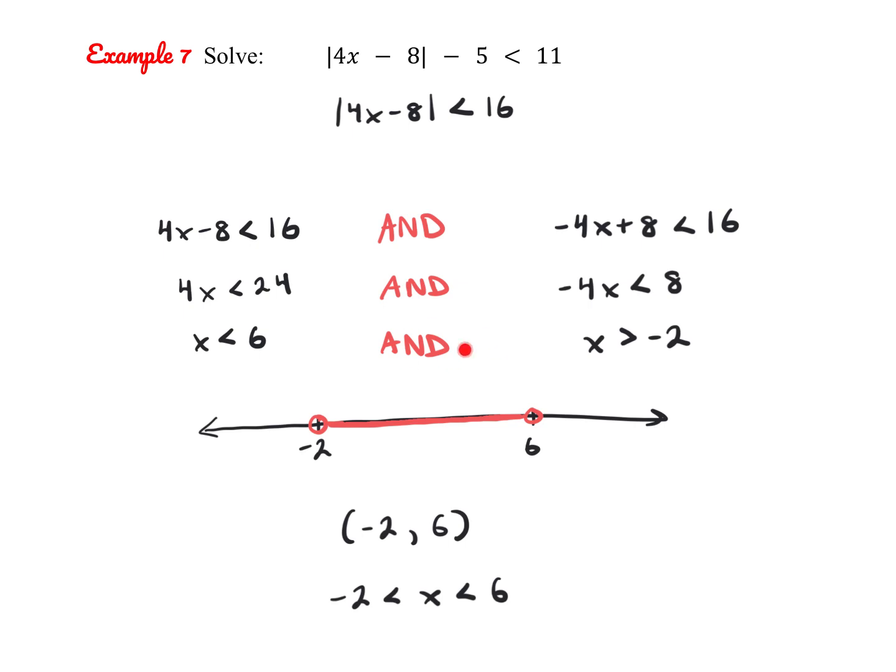So when you have that and, your answer is just going to be that single interval. We wouldn't want to write our answer as x is less than 6 and x is greater than negative 2 because we can be a little bit more concise with that.